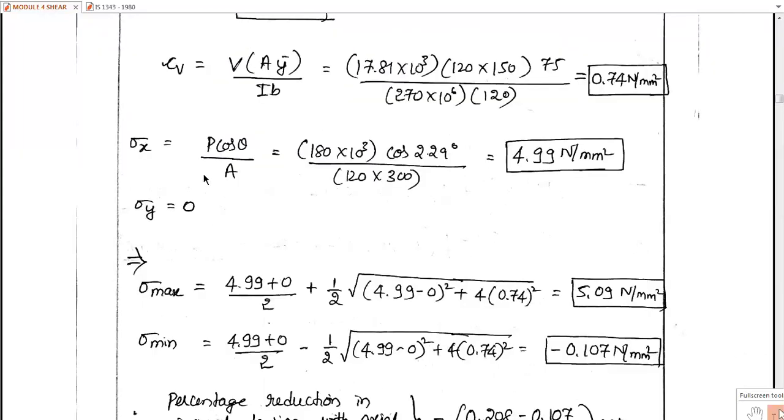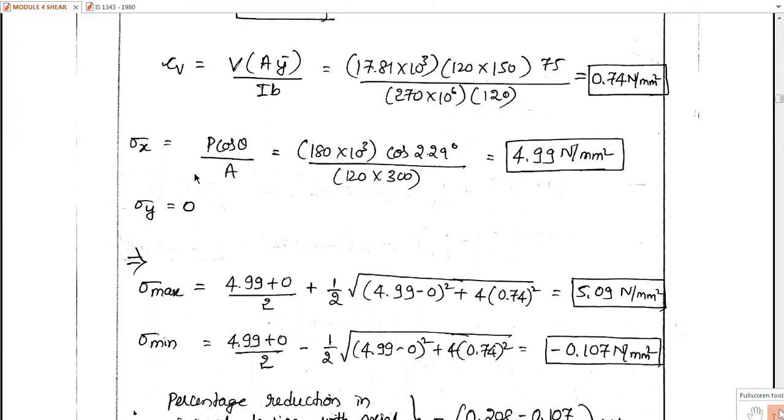Now we shall calculate the maximum principal stress and minimum principal stress. For calculation, we need sigma x and sigma y. Sigma x is given by P cos theta by A, P cos theta divided by the cross-sectional area. The entire area we have to take here. Keep it in mind.